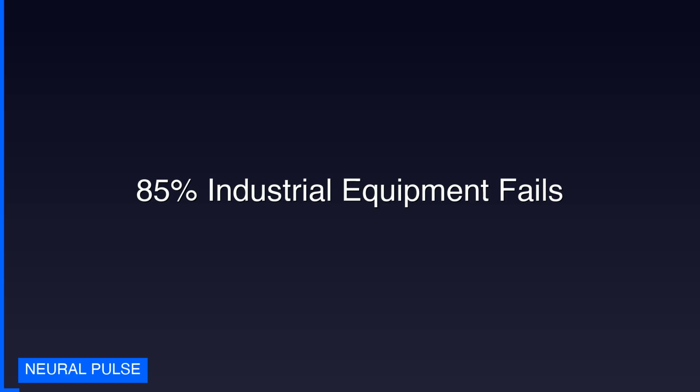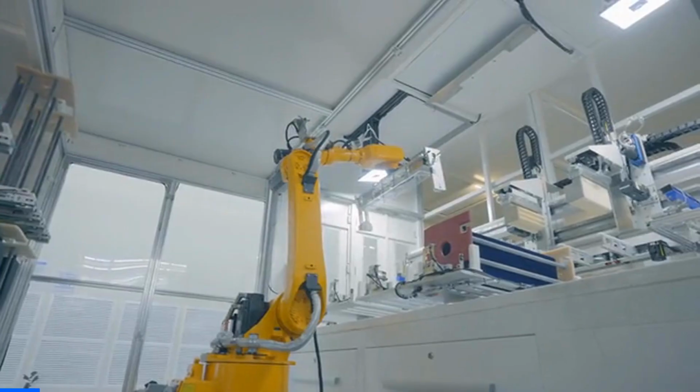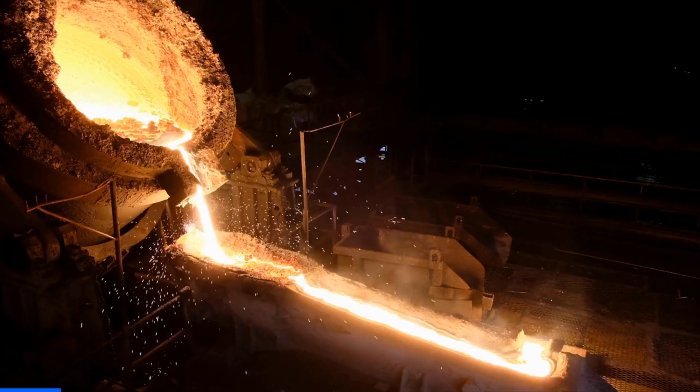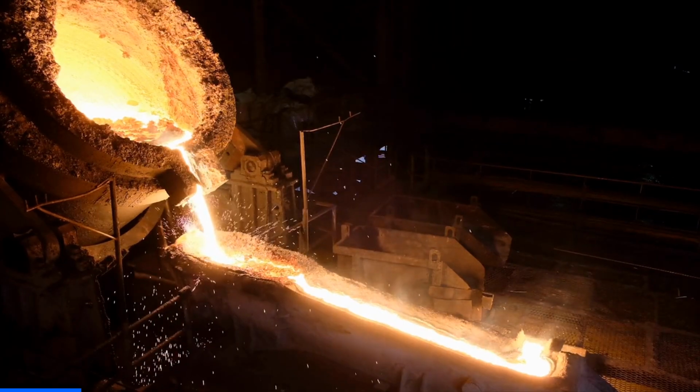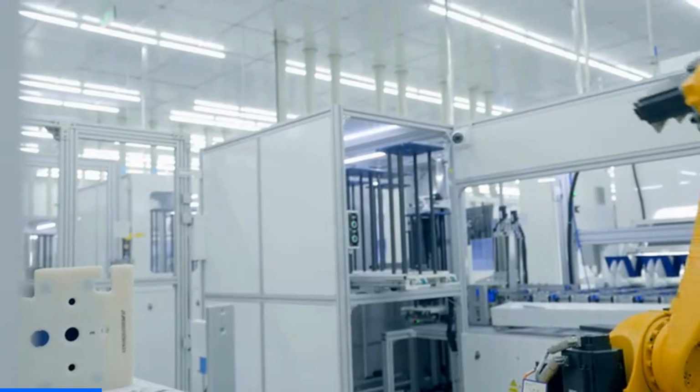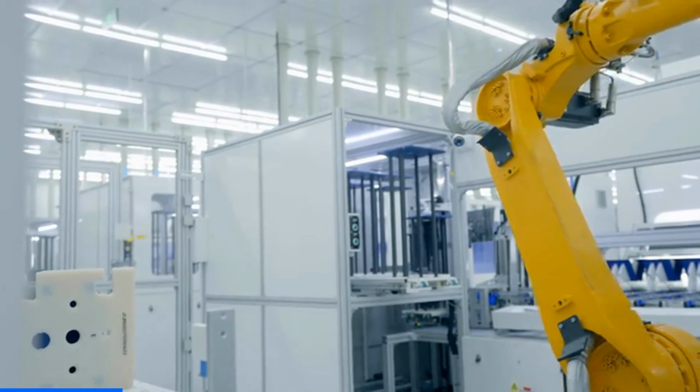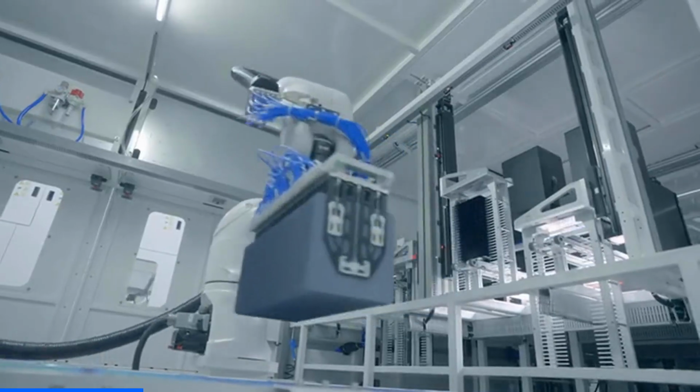85% of industrial equipment fails without warning. You risk losing thousands of dollars in downtime and repairs. Your business relies on these machines running smoothly. You'll learn how to predict failures before they happen.